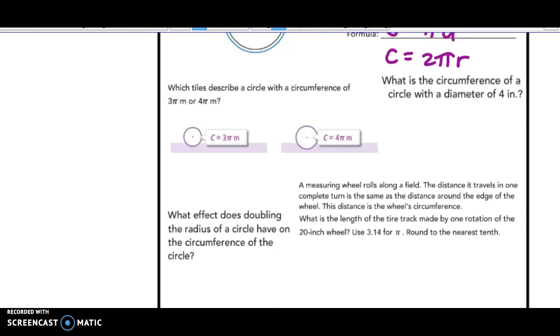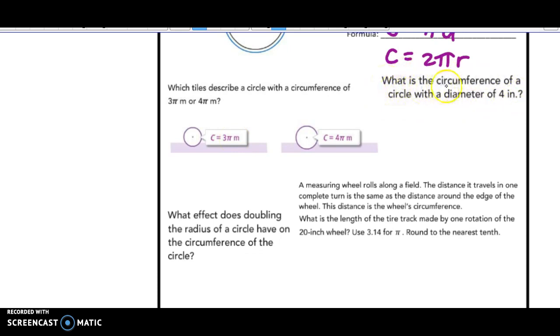So let's look at our first example. Which tiles describe a circle with a circumference of 3 pi m or 4 pi m? So as I look at these two examples here, this circle represents a circumference of 3 times pi, and it's measured in meters, so 3 pi meters. And this circle represents a circumference of 4 pi meters. So when we look at these two, obviously this circle is larger because 4 times pi is going to be greater than 3 times pi. But let's look at how to use this in a formula.